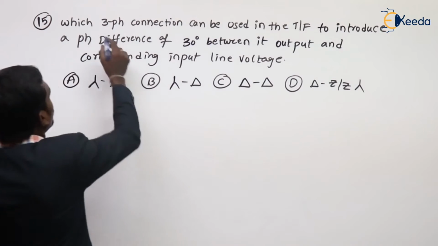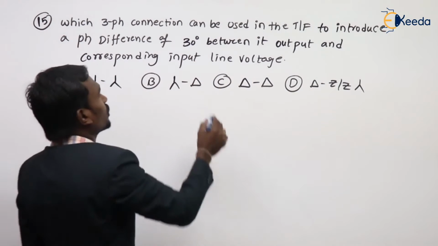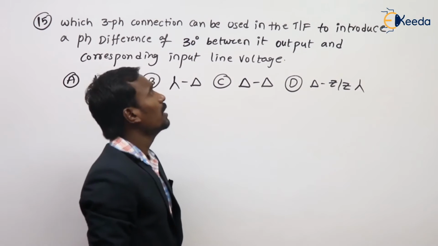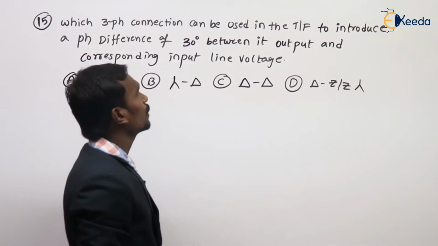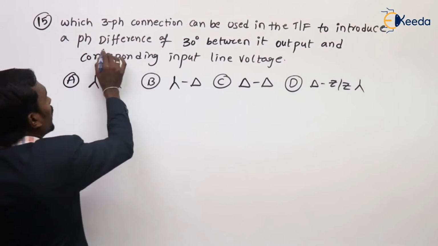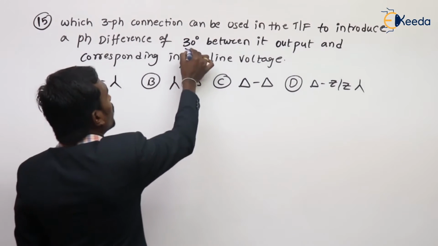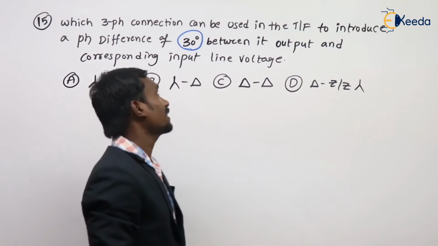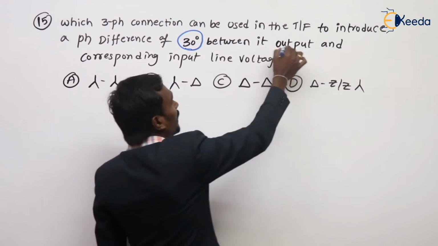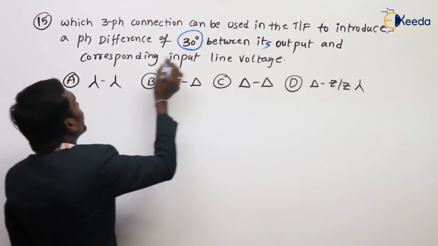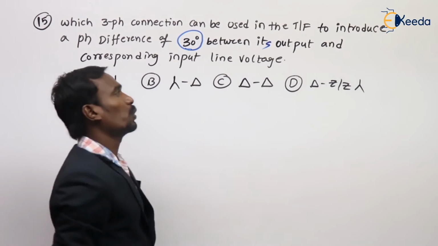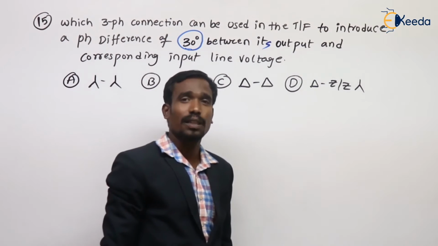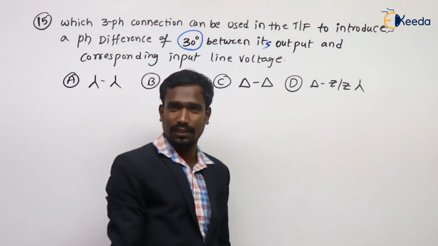Let's see which three-phase connection can be used in the transformer to introduce a phase difference of 30 degrees between its output and corresponding input line voltage. They want a 30 degrees phase difference.